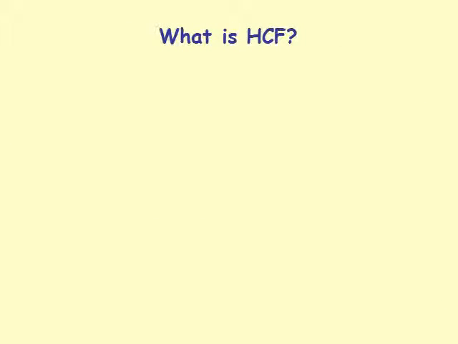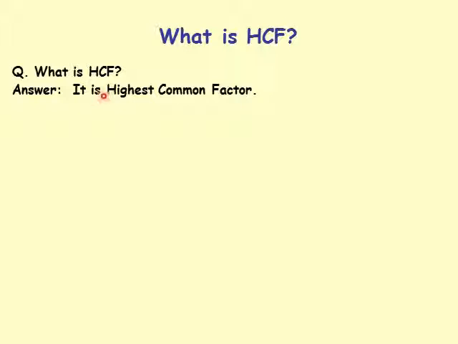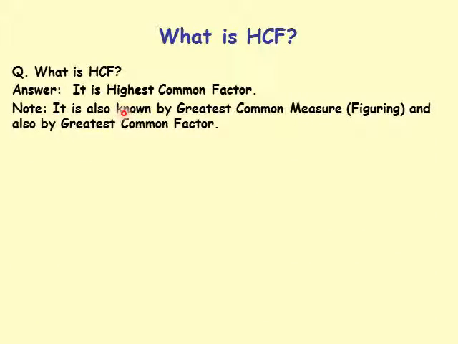Let's look at what is HCF. It's the highest common factor: H for highest, C for common, and F for factor. Note that it's also known as greatest common measure. The book Figuring uses this term, and also greatest common factor, greatest instead of highest. These terms are equivalent.